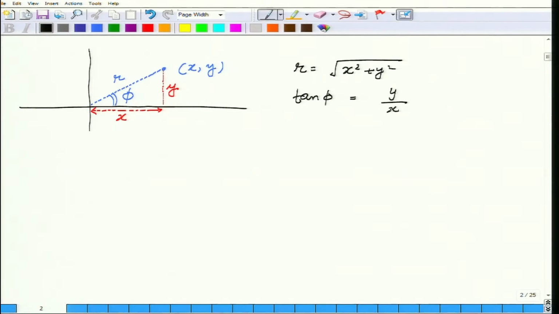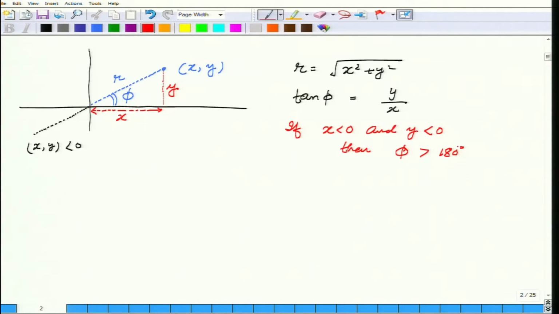and tangent of phi is equal to y over x. Keep in mind, if I go to the other side, that is in the third quadrant, both x and y are less than 0. Therefore, tangent phi is going to come out to be positive again. So, we should also write here, if x is less than 0 and y is also less than 0, then phi is greater than 180 degrees, although tangent phi will come out to be positive.